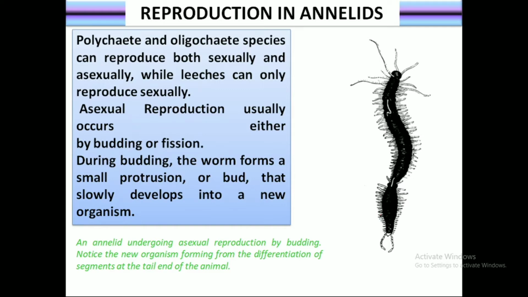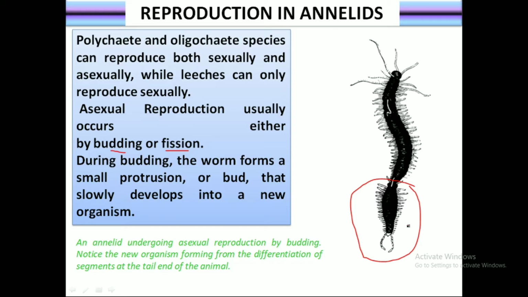Now another system in annelids that is very diversified is reproduction. Reproduction in annelids can take place through both sexual as well as asexual modes. Asexual reproduction usually takes place by means of budding or fission. During budding, the worm forms a small protrusion or bud that develops into a new organism.